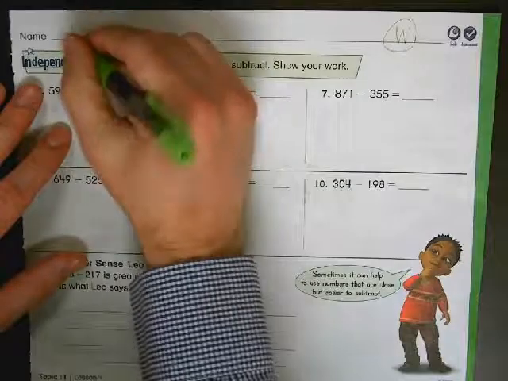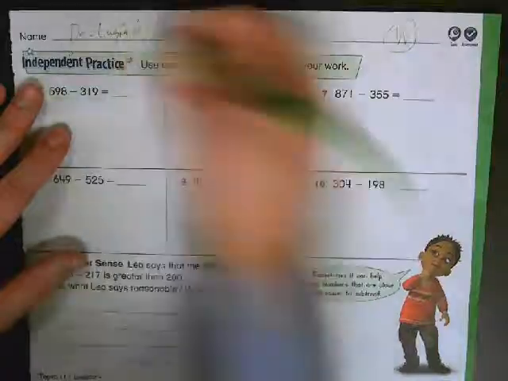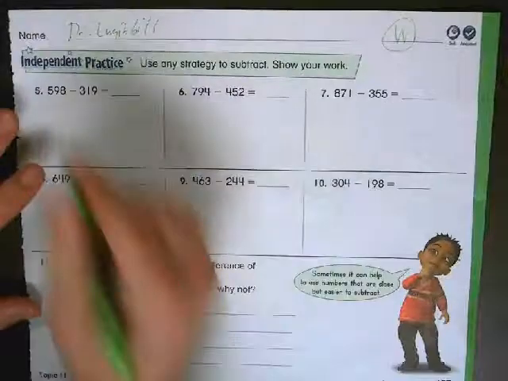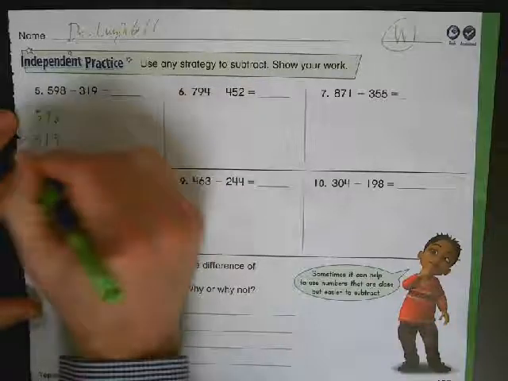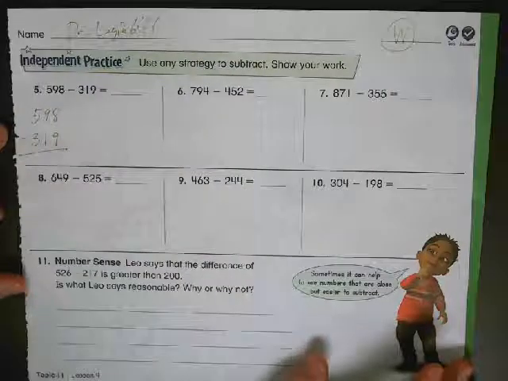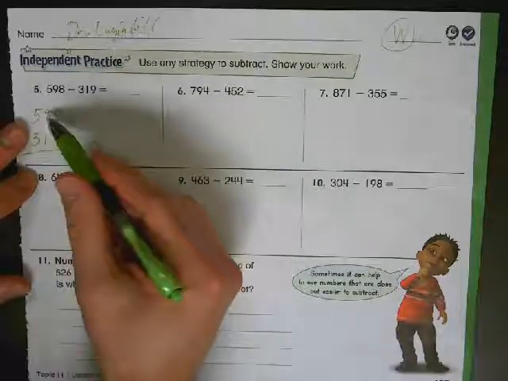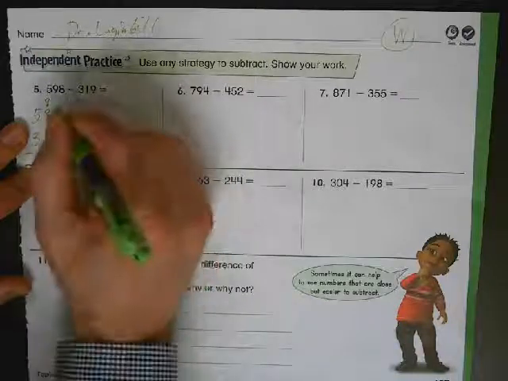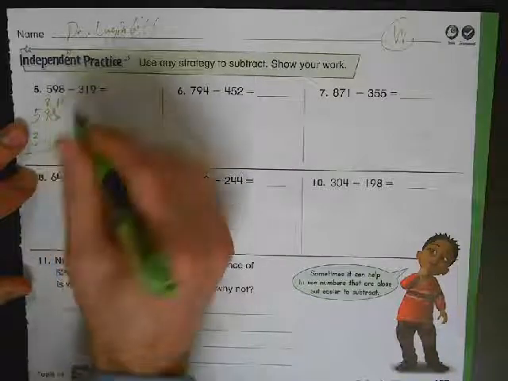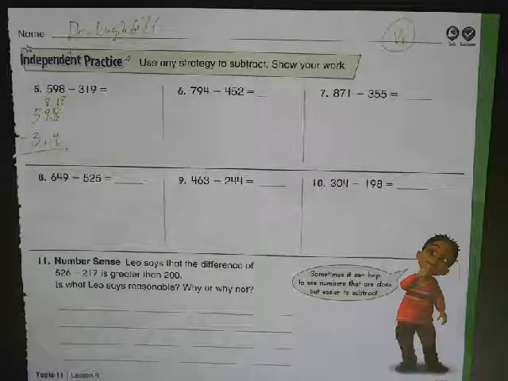If you have a strategy you like, you can use it. So for example, you could just do 598 minus 319, and we're going to get to the regrouping strategy. You could say, well, I can't do 8 minus 9, so I need to regroup. I need to grab a 10 and make this 8 tens, and then add a 10 to this, which is 18. And 18 minus 9, 8 minus 1, and 5 minus 3. So you could do that for your strategy.